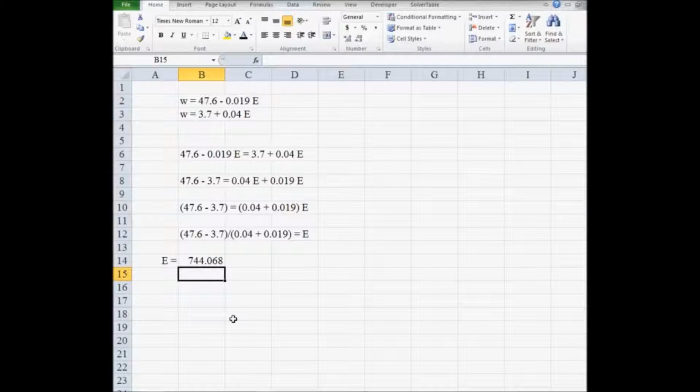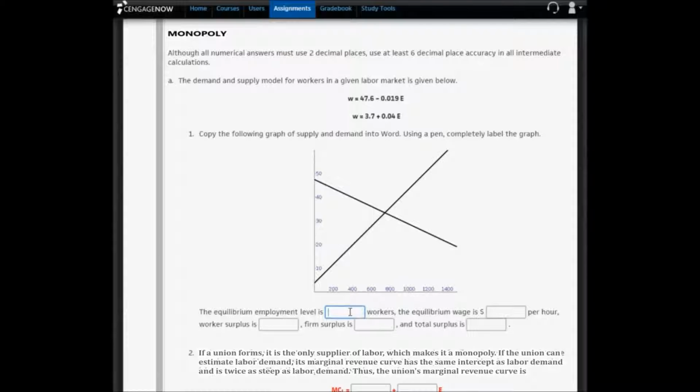And I get an employment level of 744.068. I'm going to copy and paste that into Cengage now. I only need 2 decimal places, so since that third decimal place is a 7, the second one is a 7 when I round to 2 decimal places.